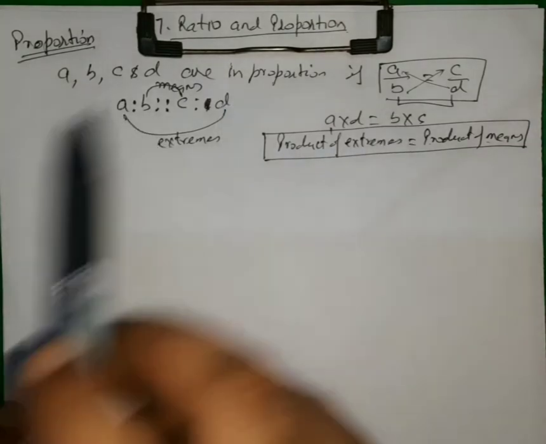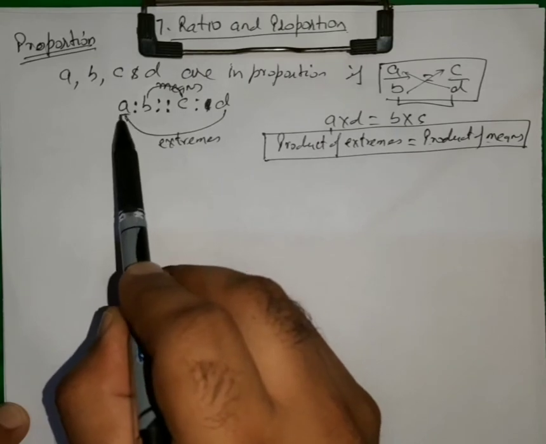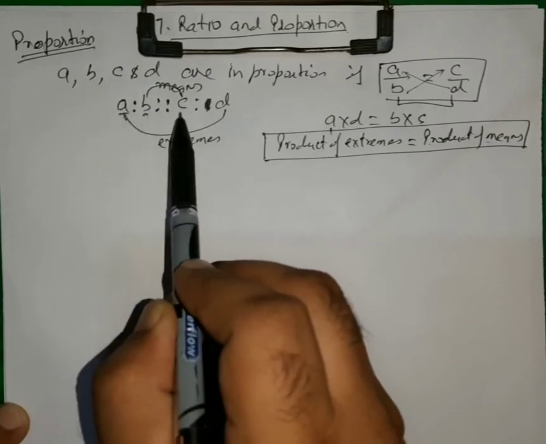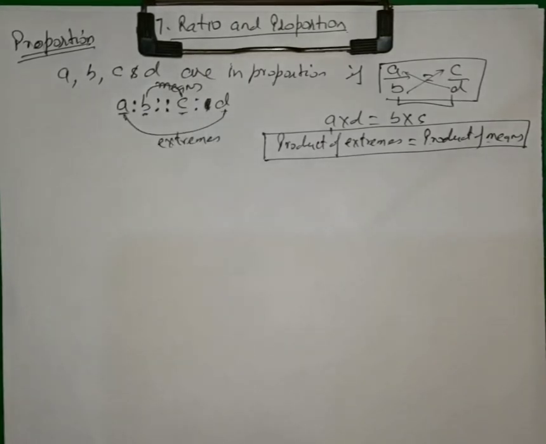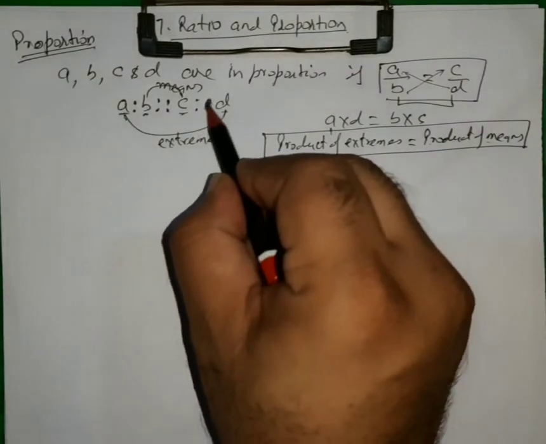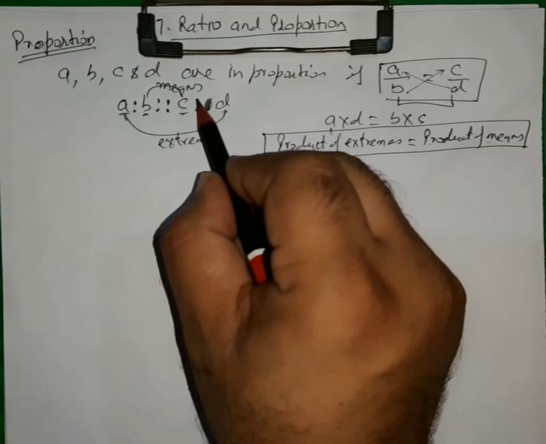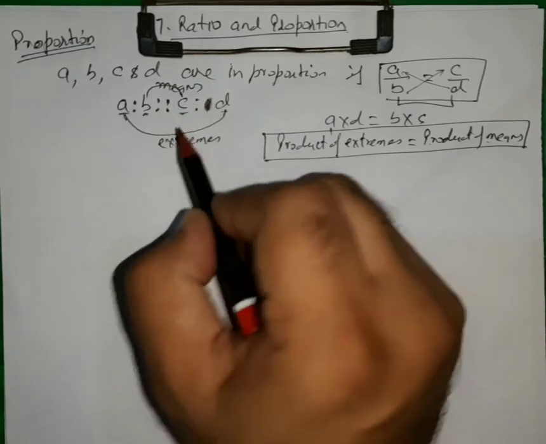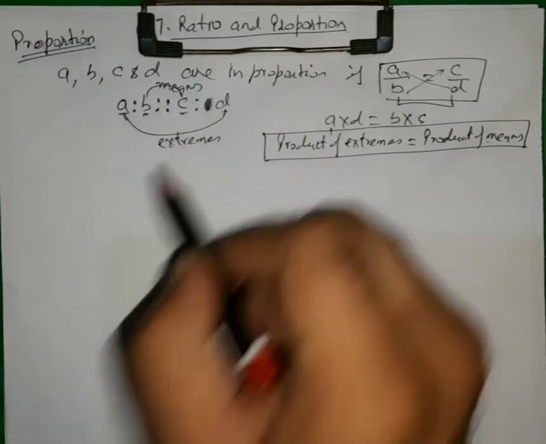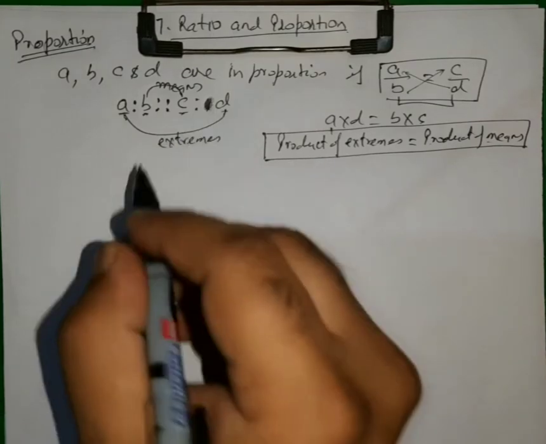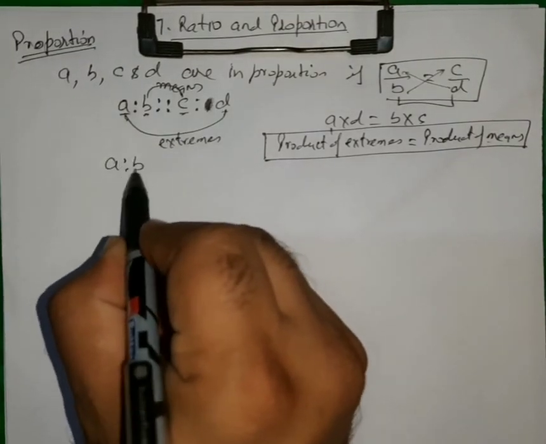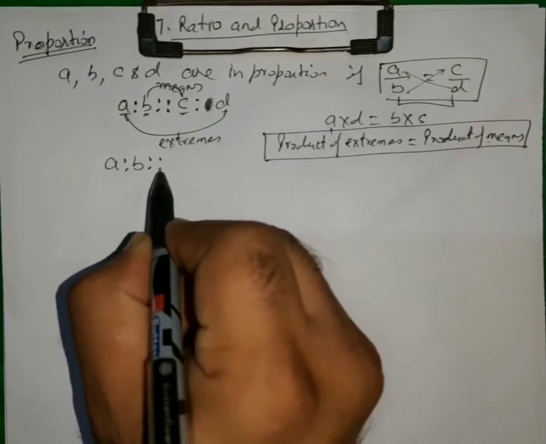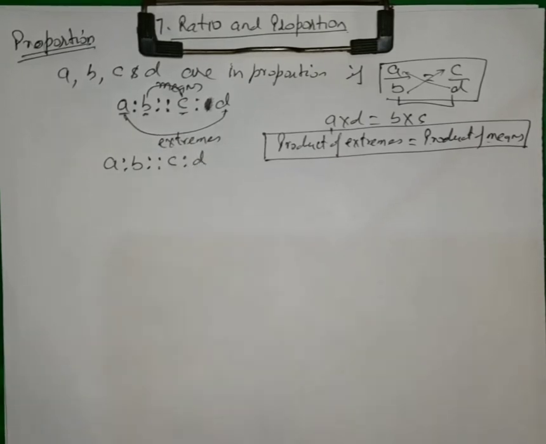Now in this proportion, A is called the first proportion, B is called the second, C is called the third, and D is called the fourth. Please take care that here it is a single pair of dots only, not two pairs. So I am writing it again: A is to B is to C is to D.